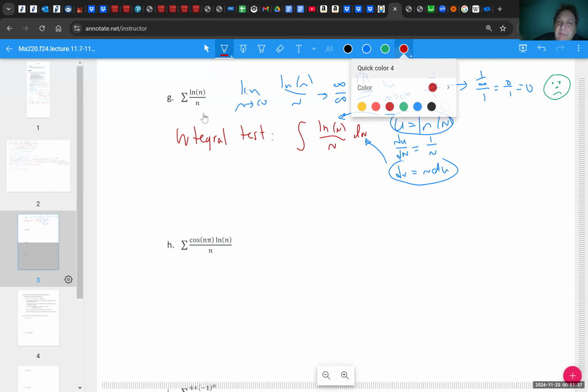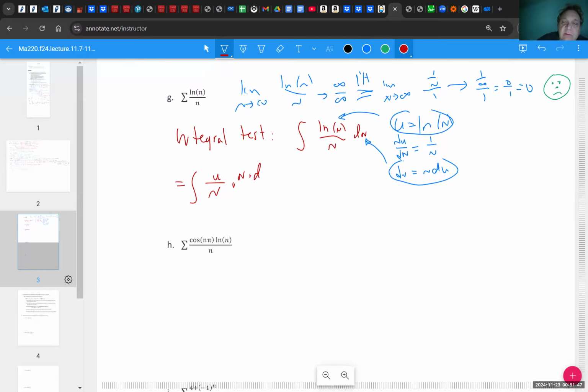And so what do we end up with? We end up with the integral, ln n becomes u, I've got n on the bottom, dn becomes n du. My n's divide out, and I'm left with the integral of just u du, which is just a power rule thing. So the antiderivative of u is just u squared over 2.